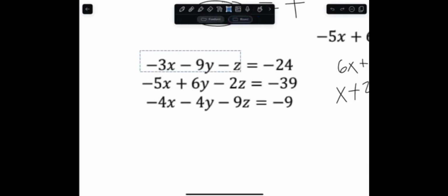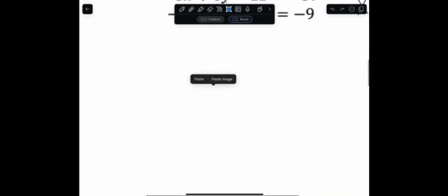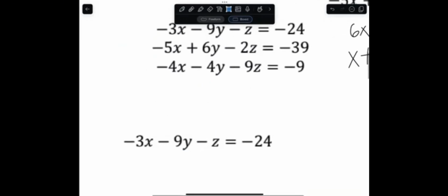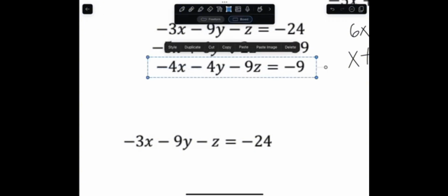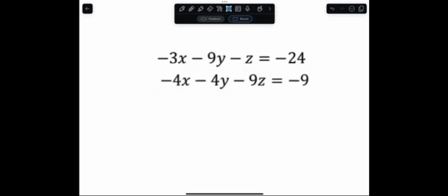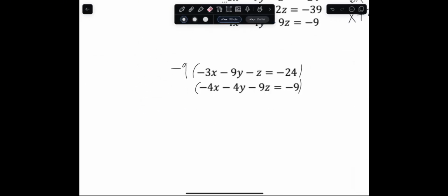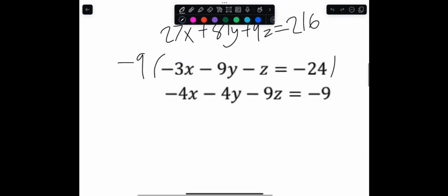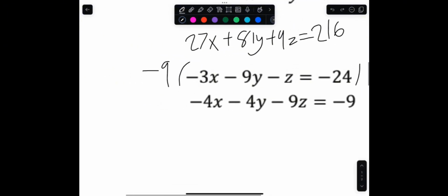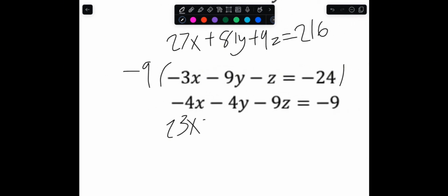Now we're going to use our other equation we haven't used yet, which is negative 4x, negative 4y, negative 9z equals negative 9. We're going to use that with negative 3x, negative 9y, negative z equals negative 24. It doesn't have to be this equation, but this just feels the easiest to me, so I will use it with this one. Now we should end up with 27x plus 81y plus 9z equals 216. The numbers do look a little high, but don't worry, they will get lower.